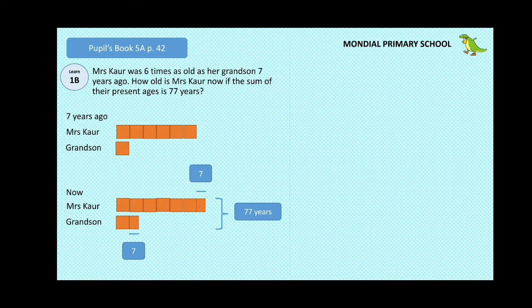Now, what is the sum of their present ages? 77. Good job! You can find it in the question that you have already underlined before. Are all units in the second model the same? No. Why? Mrs. Kaur is 6 times as old as her grandson, but they have both aged by 7 years.